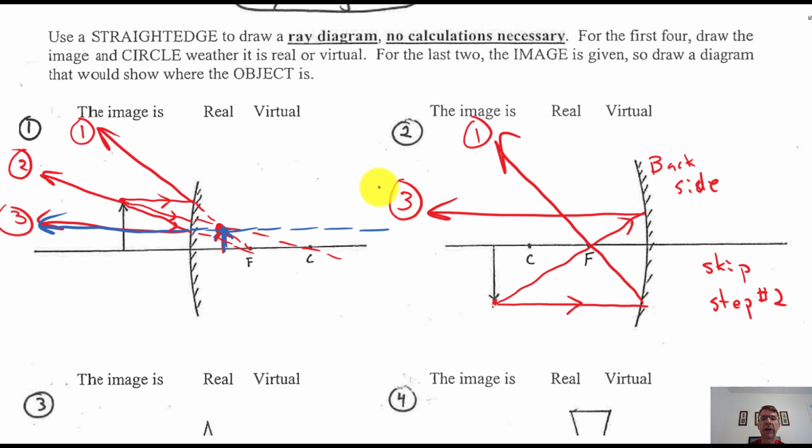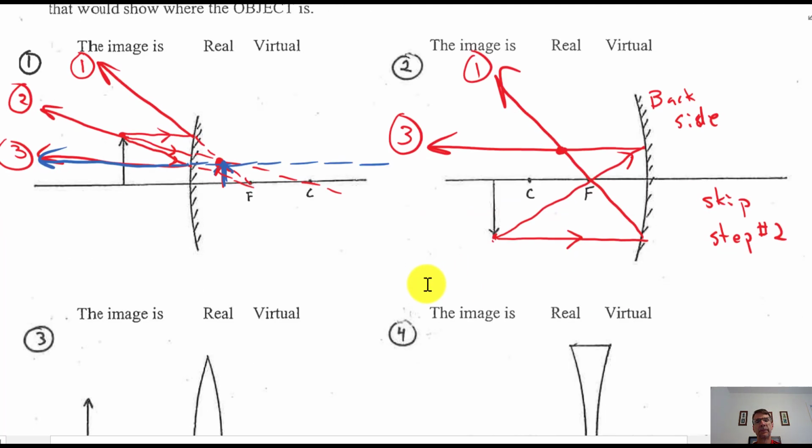But where they intersect is where the image is. So you have to draw the image. I'm not going to do that for you. So that's going to be the top of your image. I'm going to let you finish that. Draw the image and tell me whether it's real or virtual. All right.